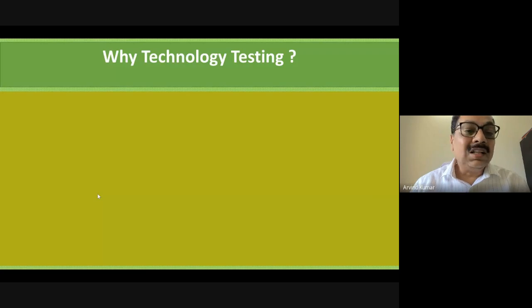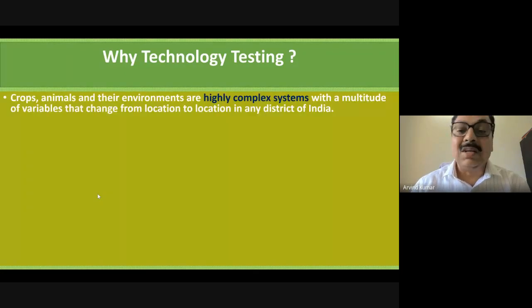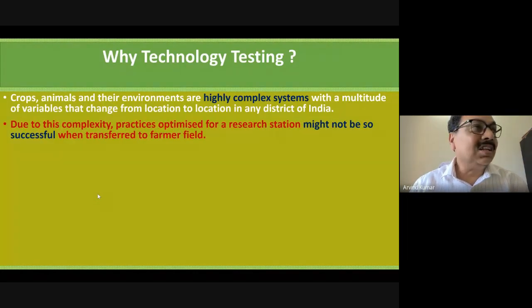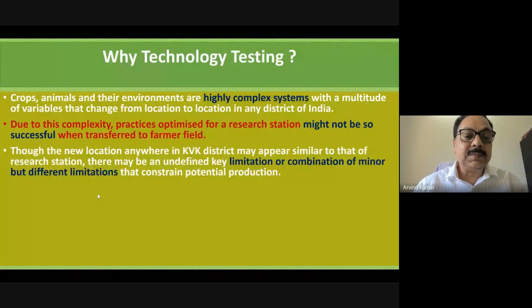You see the upper environment, whether it is crop production or animal husbandry, is highly complex. So within one district, you can see there are variations in agroclimatic conditions. So from location to location, technology may not work. So we have to test it. Because of this complexity, the research station which has developed the technology may not be successful when we transfer it to the farmer's field. We are concentrating here on the KVK district, because KVKs need to do all these things regarding testing and demonstrations. It may be similar to the research stations, but within the district you will see differences from one location to another. That actually limits the performance of the technology.